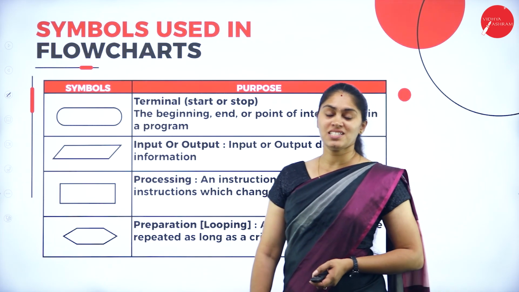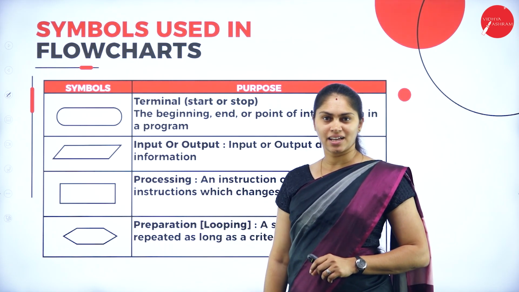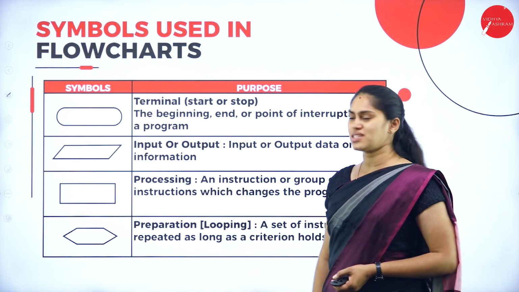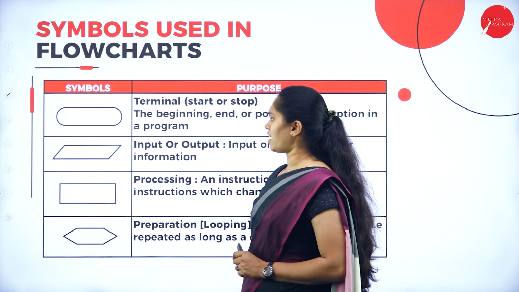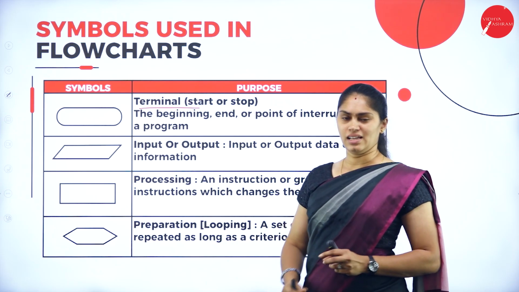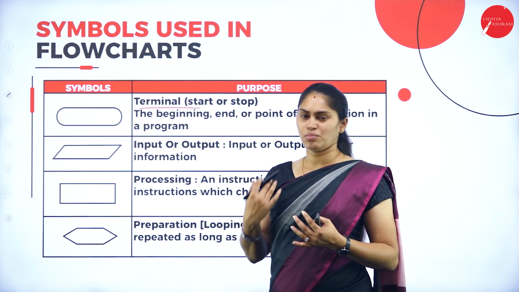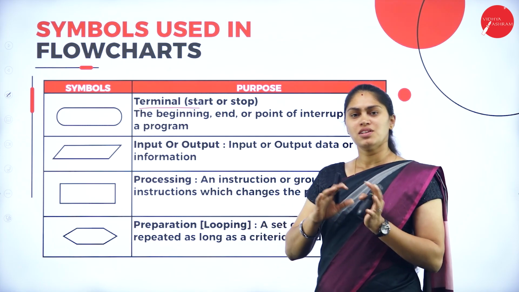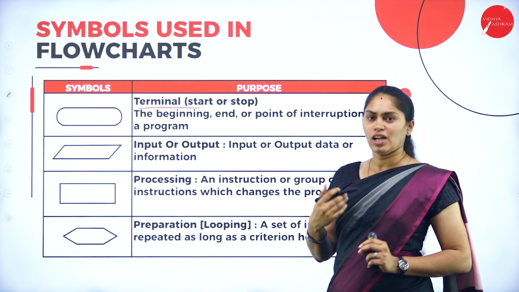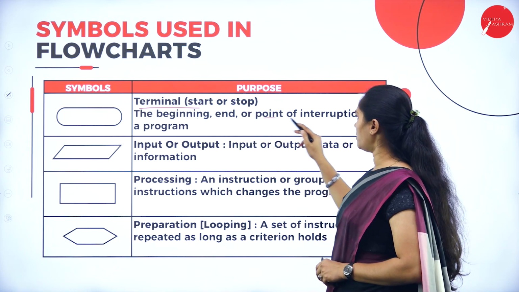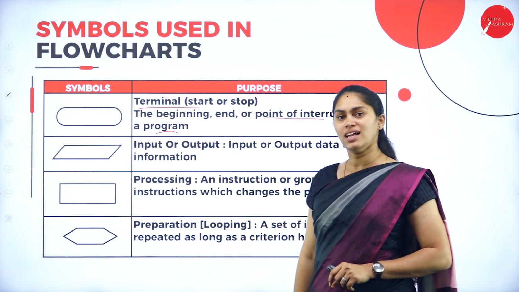Then what are the different symbols we have in a flowchart? How are they represented diagrammatically? Here we have a set of symbols that help us write a flowchart. First you can see the terminal. You already know about start, stop, calculation, taking input, and representing output, right? In order to represent the beginning, end or a point of interruption in a program, we use this symbol called terminal.